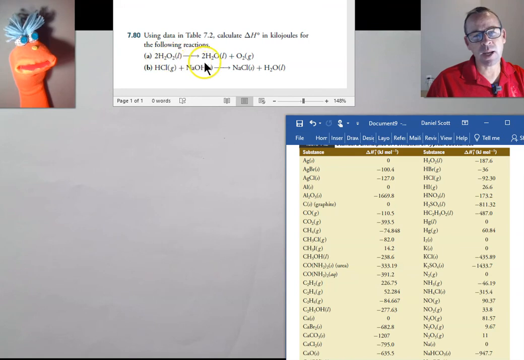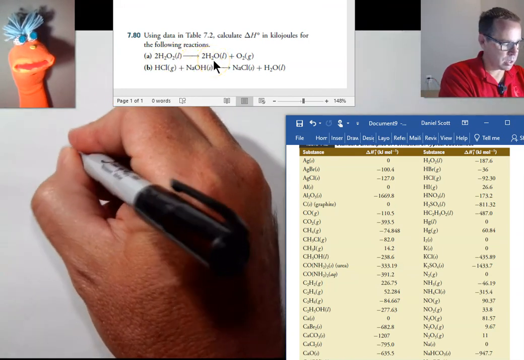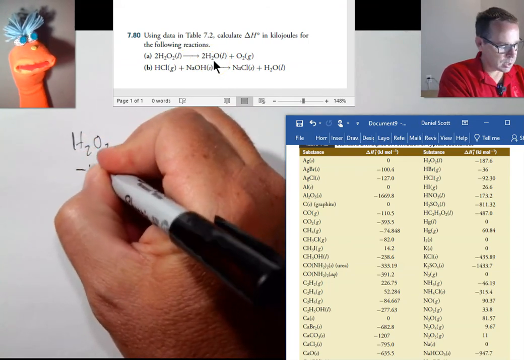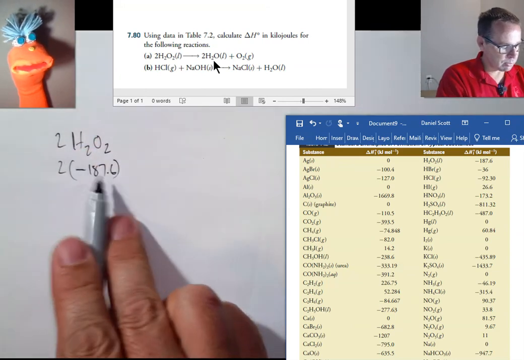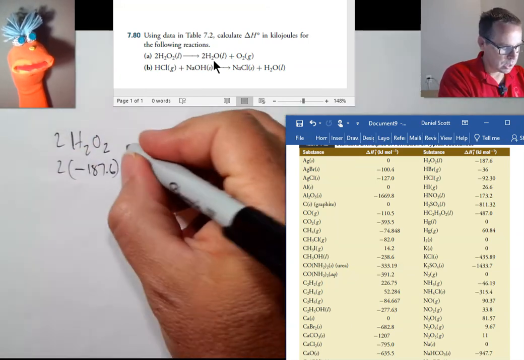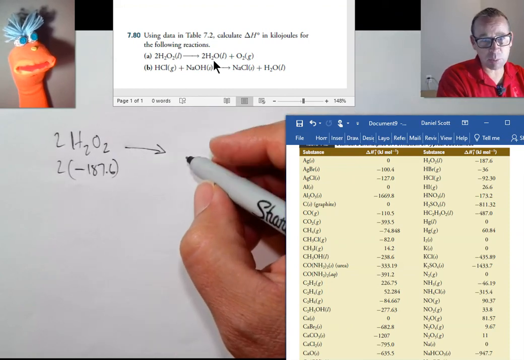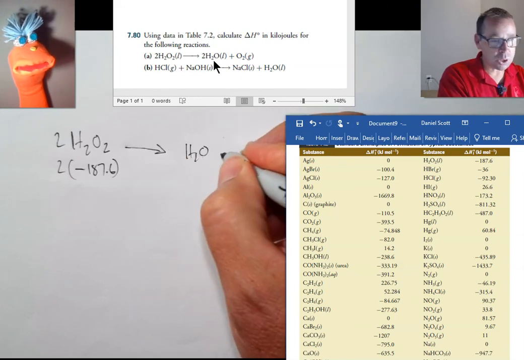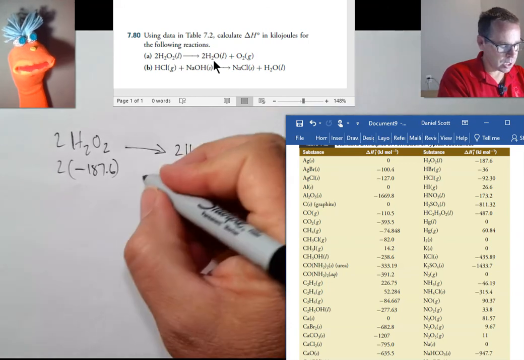All right? So that's how this will be useful. What I do is I take the delta HF formations for my elements. So here's my hydrogen peroxide. It's negative 187.6. I have to multiply that by 2, though, because I have 2 moles of it. This is reacting, decomposing, really, because there's no other chemicals it's reacting with. It's just breaking down into water and oxygen gas. 2 waters and oxygen gas.